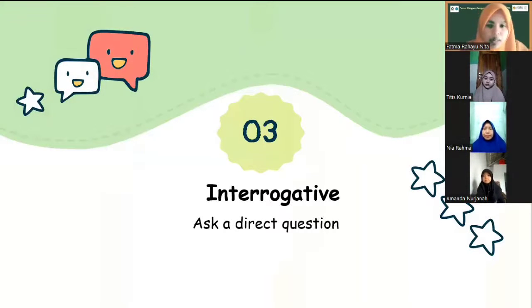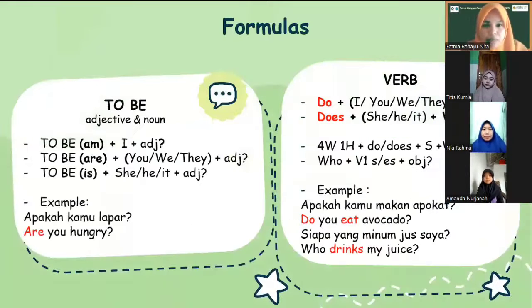It is used to ask a direct question. The formula here, to be. We put the to be in the beginning of the sentence. So are, is put in the beginning of the sentence. For example, apakah kamu lapar? Are you hungry? So are here is put in the beginning. And for the verb, we use do and does, added in the beginning of the sentence.